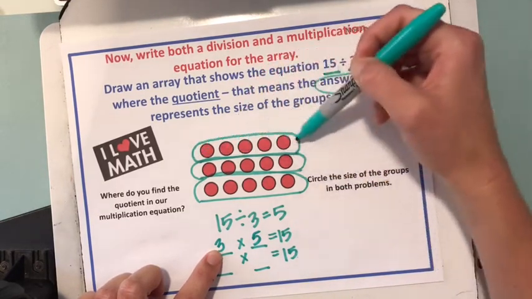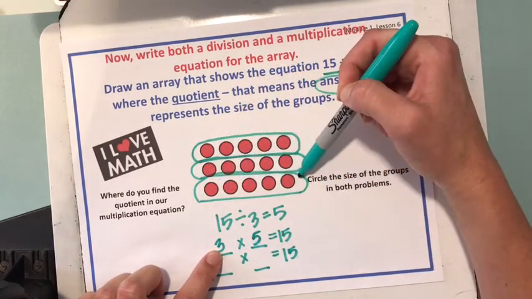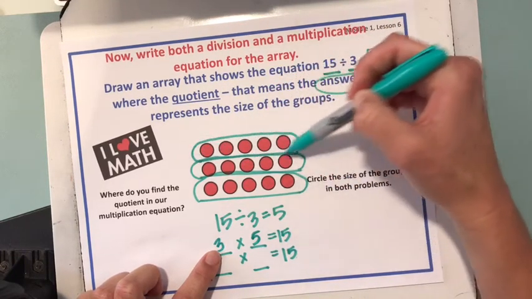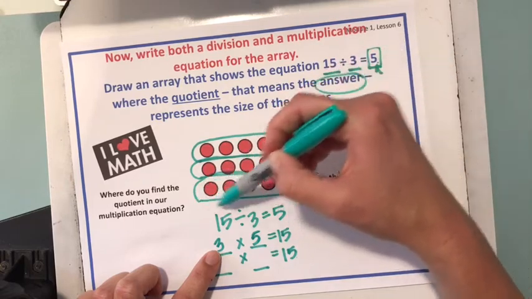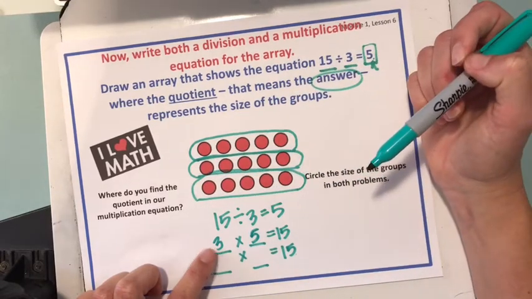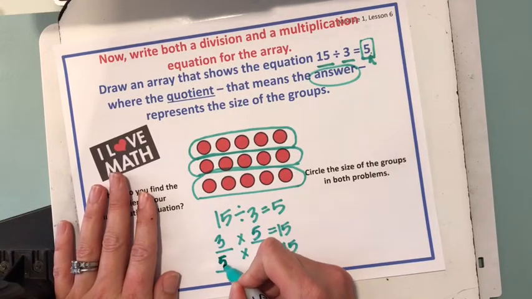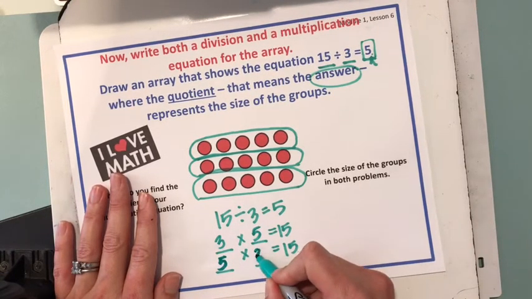That represents the number of rows, right? What does 5 represent? The number in each row, right? How many dots we have in each row. And then I could do the opposite of that. I could switch my factors and I could do 5 here, and 3 here.